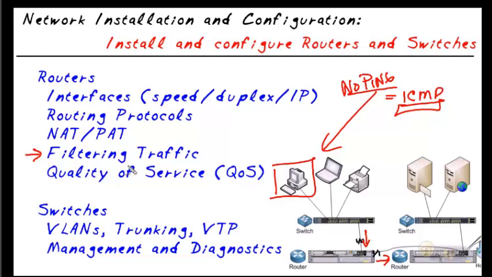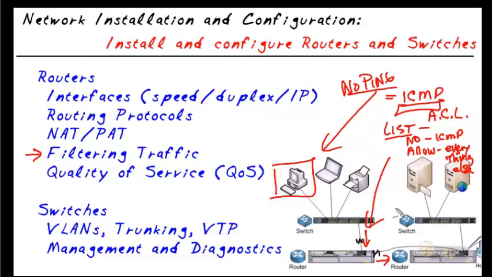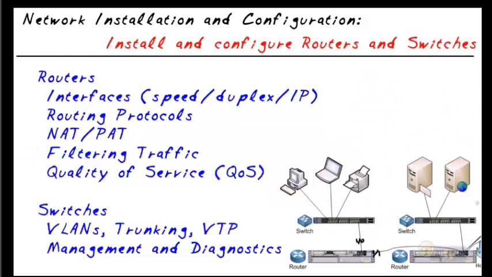And filtering traffic is as simple as creating a list of traffic that we'd like to permit or drop, and then applying it. So in our list, we could say no ICMP and allow everything else. We'll create this list called an access list, also sometimes referred to as an access control list. And we'll apply it inbound on FA1/0. So let's do it as an example of basic filtering on a network.